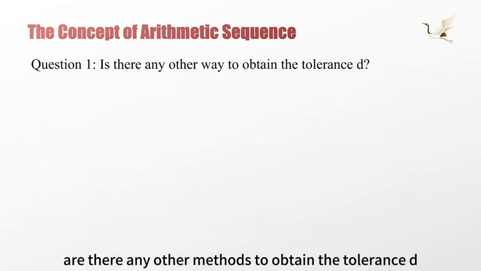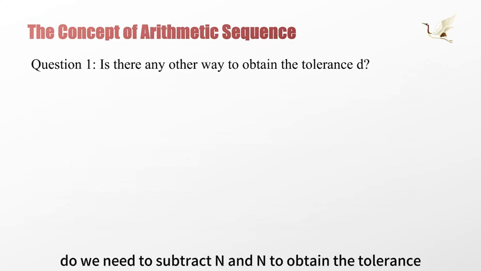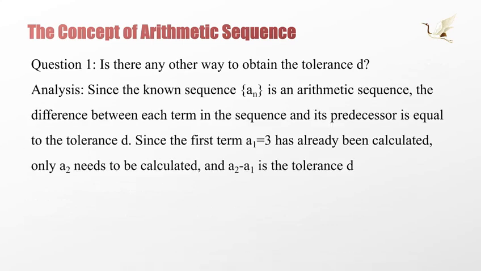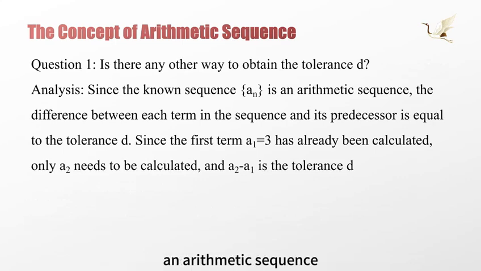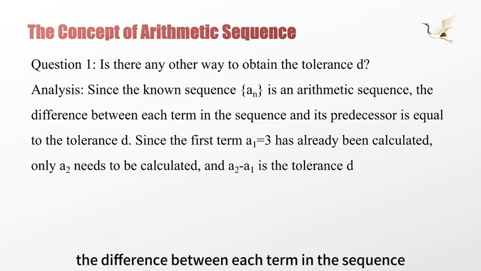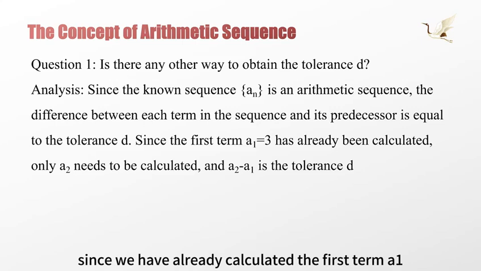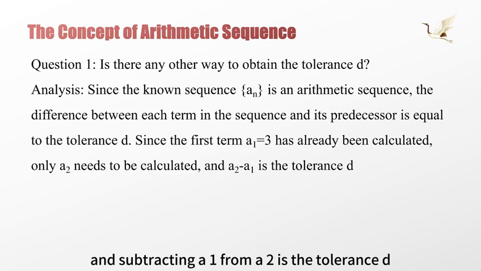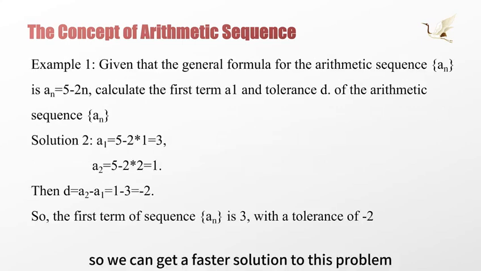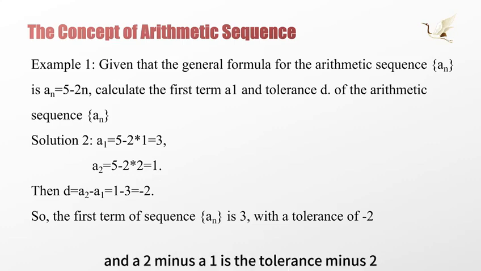Please think about it. Are there any other methods to obtain the common difference d? Do we need to subtract a n minus 1 from a n to obtain it? Someone must have already thought that since the sequence a n is known to be an arithmetic sequence, the difference between each term and its predecessor is equal to the common difference d. Since we have already calculated the first term a 1, we only need to calculate a 2, and subtracting a 1 from a 2 gives the common difference d. So we can get a faster solution: a 2 equals 1, and a 2 minus a 1 is the common difference -2.